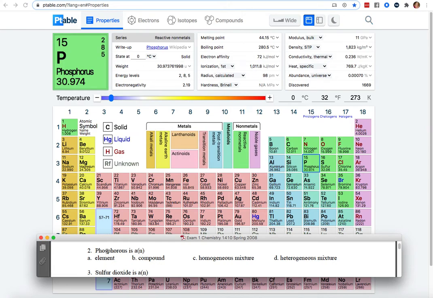So back to the question. That makes phosphorus an element. An element is anything that has its own square on the periodic table.